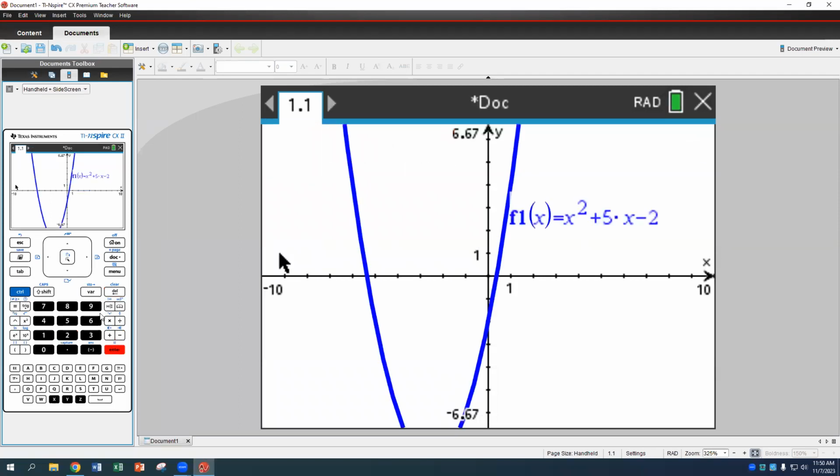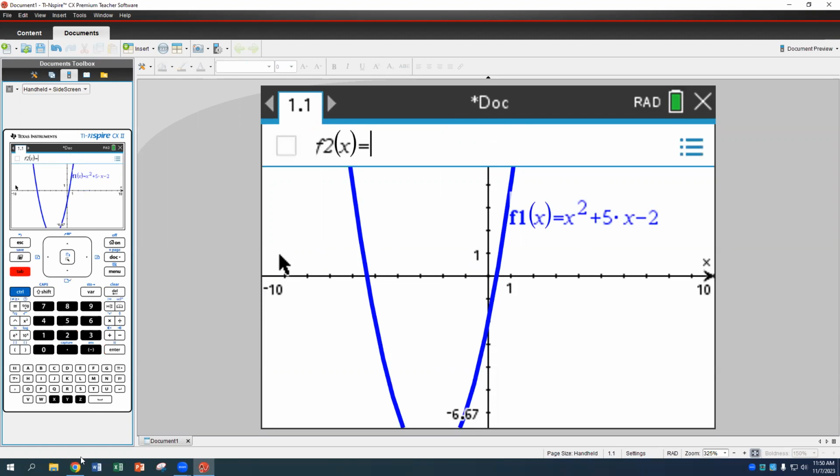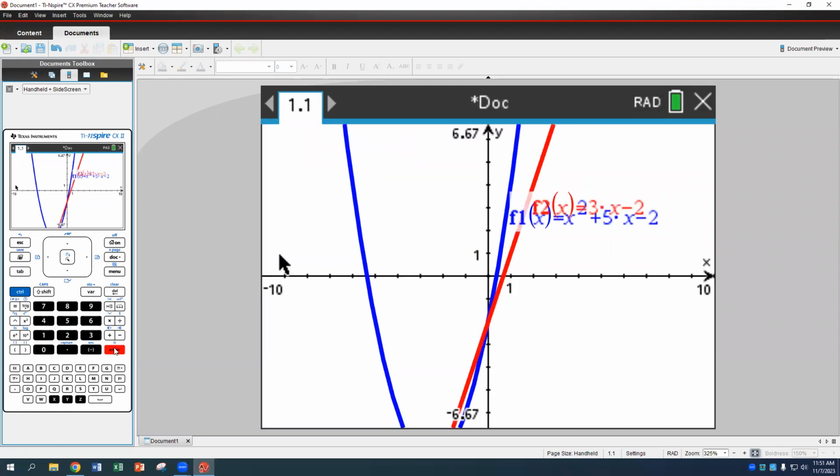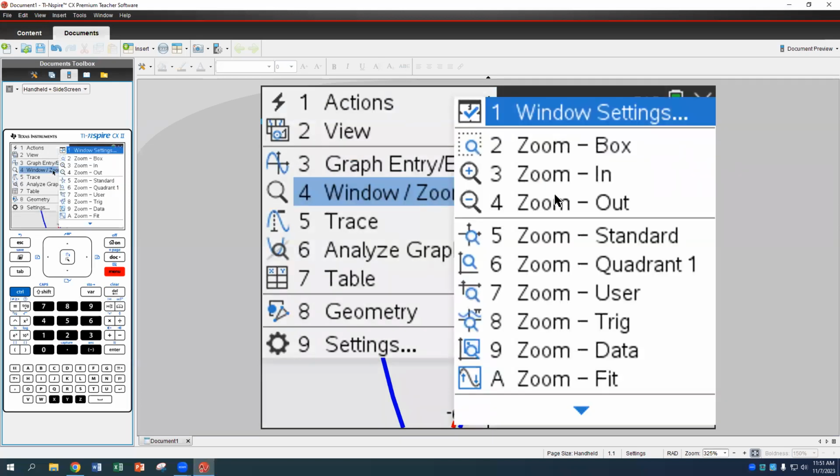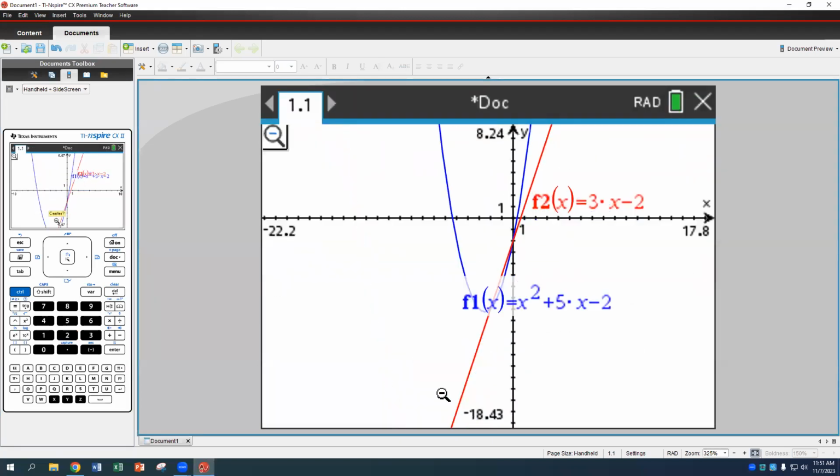Okay, I'm going to hit enter. All right, I'm going to hit tab. And I'm going to type in my second equation now, which is 3x minus 2. I'm going to hit enter. Okay. It doesn't really fit very well, so I'm going to go to zoom. I'm going to zoom out over here. Right, and now I can see my graph much better.